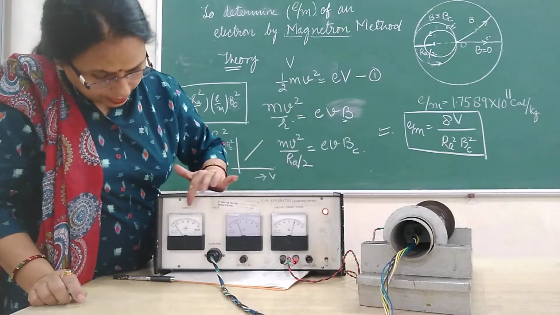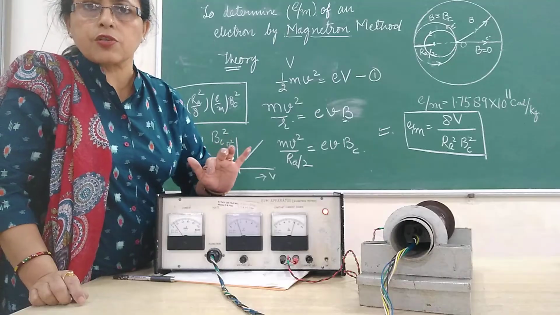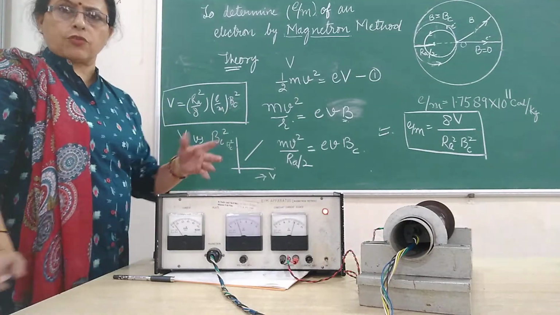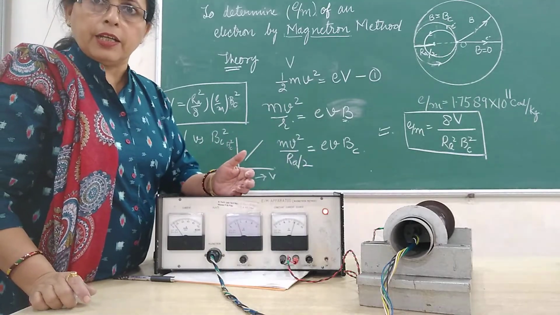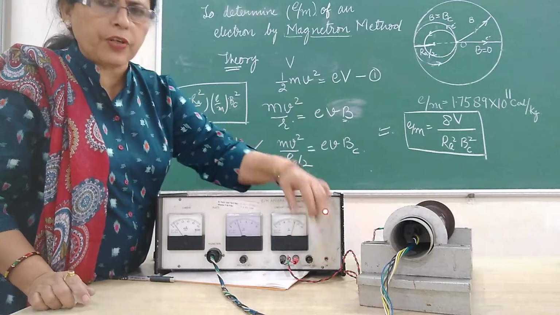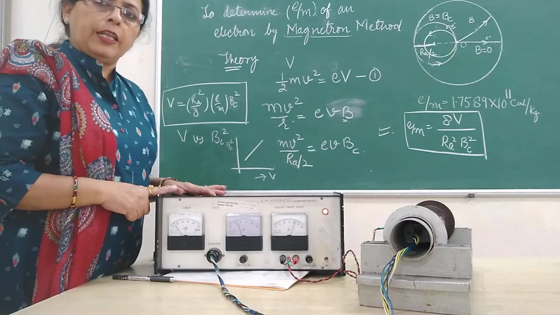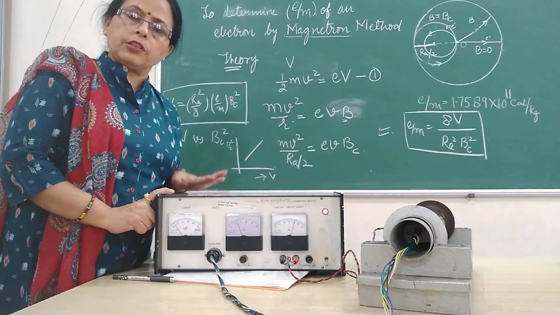So the anode current practically becomes almost zero. Some thermal electrons may be able to reach the anode, and that's why there is some current. Otherwise the current should be zero. So this way we take a number of readings so that we get a smooth curve. Those readings will be provided to you, and you have to calculate the values using them. You have to draw the graph.